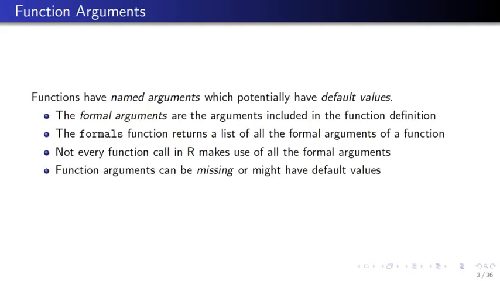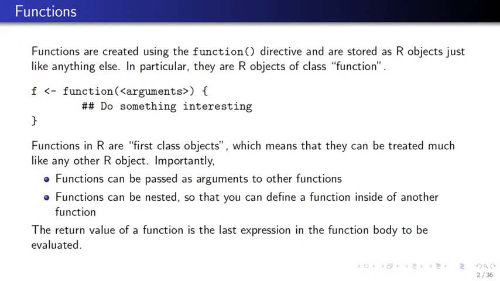Functions have what are called named arguments, and the named arguments can potentially have default values. A lot of these features are useful when you're designing functions that may be used by other people. For example, you may have a function that has a lot of different arguments, so you can tweak a lot of different things, but most of the time you don't have to change all those different arguments. You may only care about one or two, so it's useful for some of the arguments to have default values. First of all, there are the formal arguments, which are the arguments that are included in the function definition. If you go back to the previous slide, the formal arguments are the ones that are included inside this function definition here.